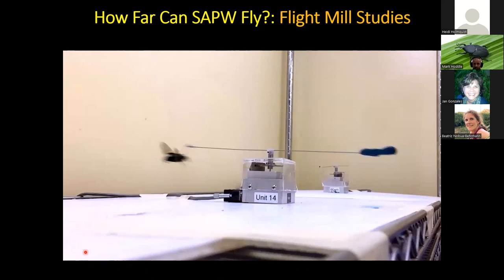How far do these palm weevils fly? We were able to hook them up to these little flight mills. There's a static photo here. I might be able to get the video to work.